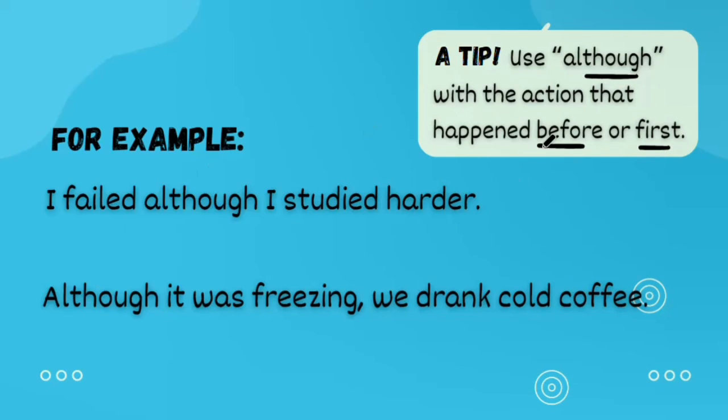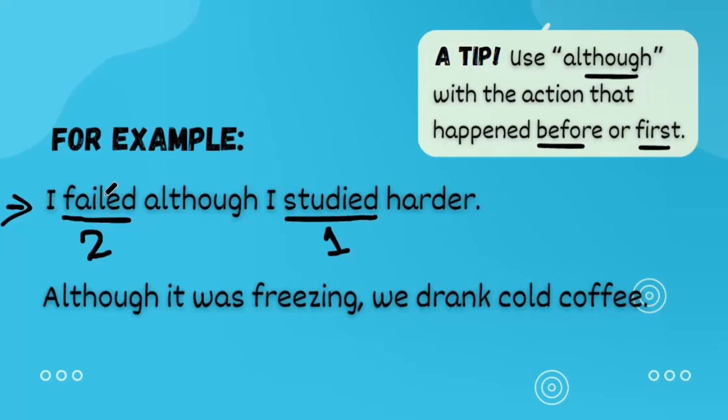What does it mean? Let's see this example again. I failed although I studied harder. Now this is an action, failed, and this is another action, studied. Can you find out what happened first? Did someone fail first or did someone study first? Someone studied first. So this is our first action. This happened before, and this is our second action. Okay, so although is used with the action that happened before or first.